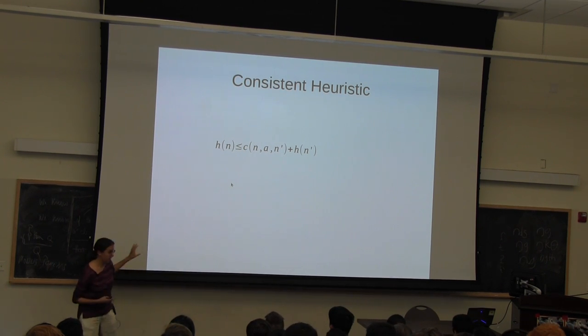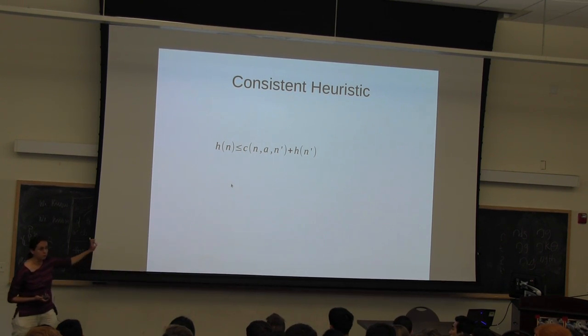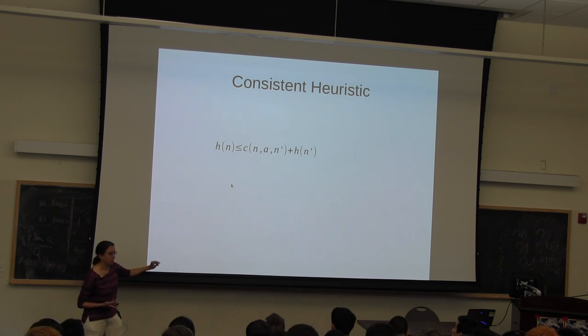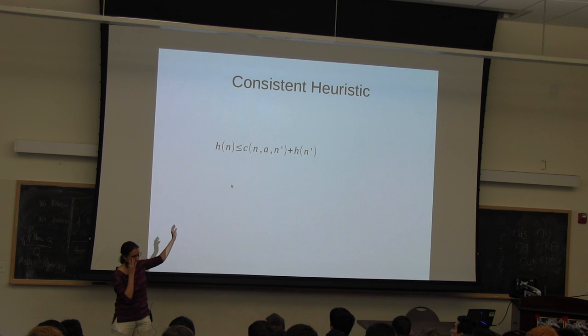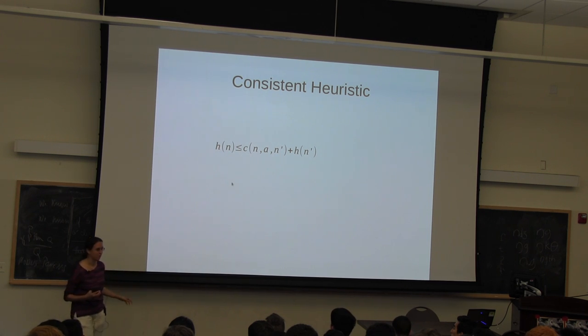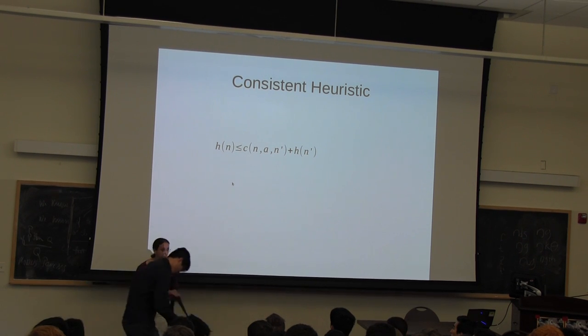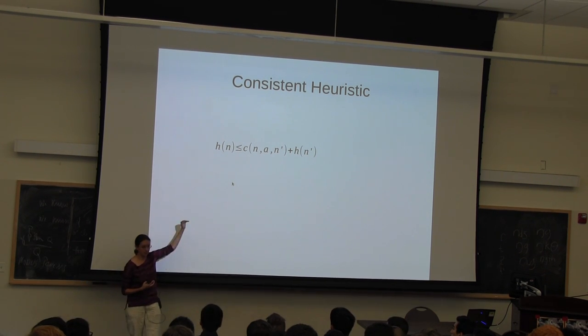So you can have A star be optimal with both. You have to do a little bit of extra bookkeeping if you have an admissible but not consistent heuristic. And somebody asked me last time about A star and proving that it's optimal. The proof in the book relies on consistency as a criterion because it kind of makes the math work out better.